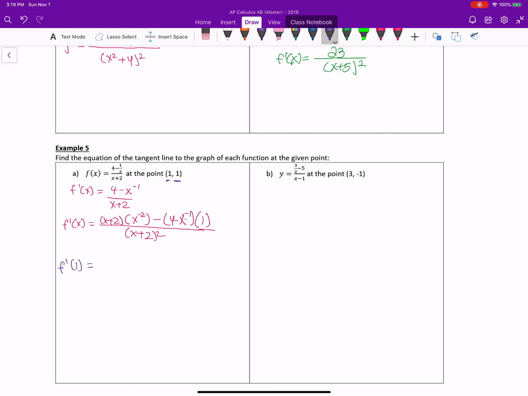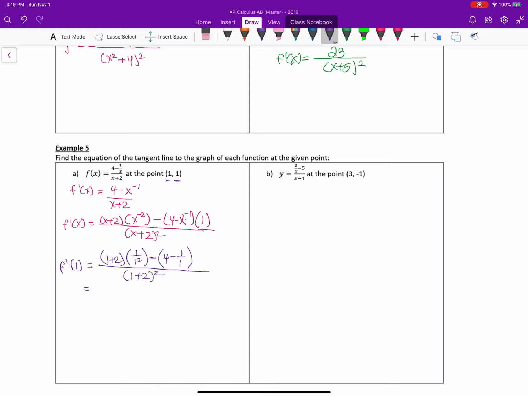Don't forget to use proper notation. We're finding it at x is equal to 1, so you're going to write f prime of 1. And then just substitute in here. 1 plus 2 in parentheses, and then 1 over 1 squared is the next one, which is x to the negative 2, minus, and then we have 4 minus 1 over 1 times the 1 I don't need, and then we have 1 plus 2 squared. So I'm going to concentrate on simplifying that.